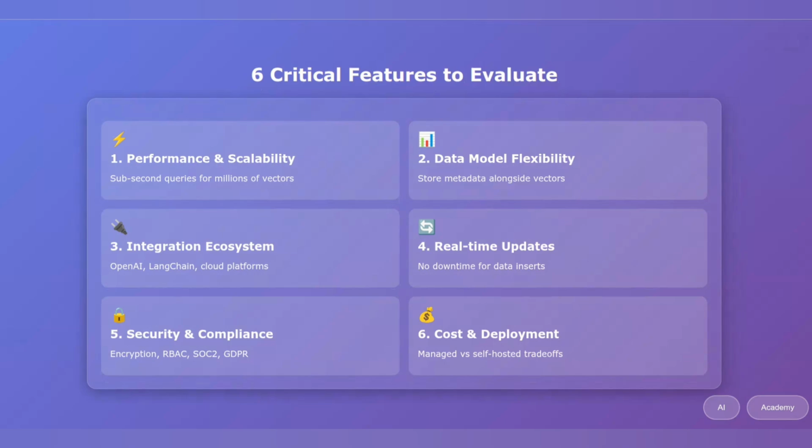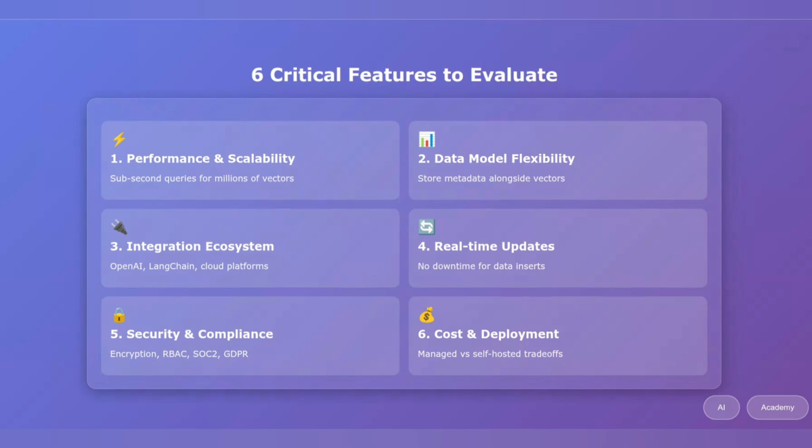Second, can you store metadata alongside vectors? This is crucial for filtering. You want to search for AI papers from 2024, not just semantically similar content. Third, integration. Does it work seamlessly with your AI stack? The best databases offer native connectors to OpenAI, LangChain, and major cloud platforms. Fourth, real-time updates. Some databases require full index rebuilds when you add data. That's a startup killer. Look for databases that support streaming inserts and updates without downtime.